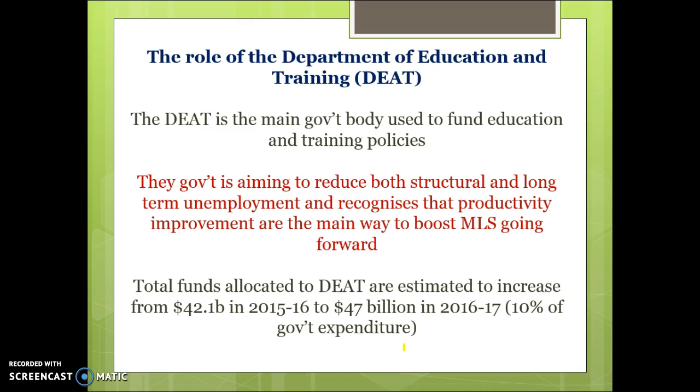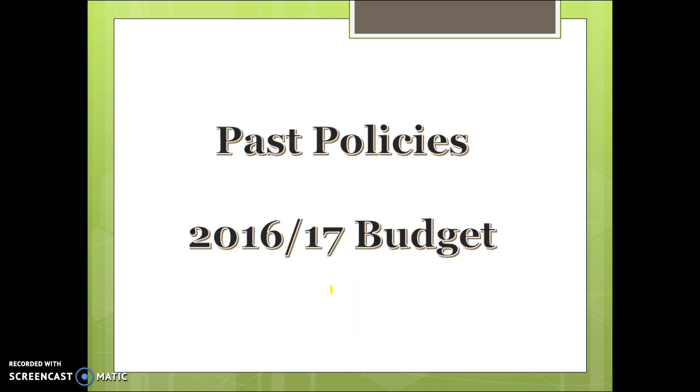There's a department called the Department of Education and Training. Their main role is just to try to basically reduce structural and long-term unemployment, and a lot of money is given to the Department of Education and Training, so approximately 42 to 47 billion to try and improve government spending on education. So what we're going to look at now is examples of past policies that the government has implemented designed to try and improve the education system.